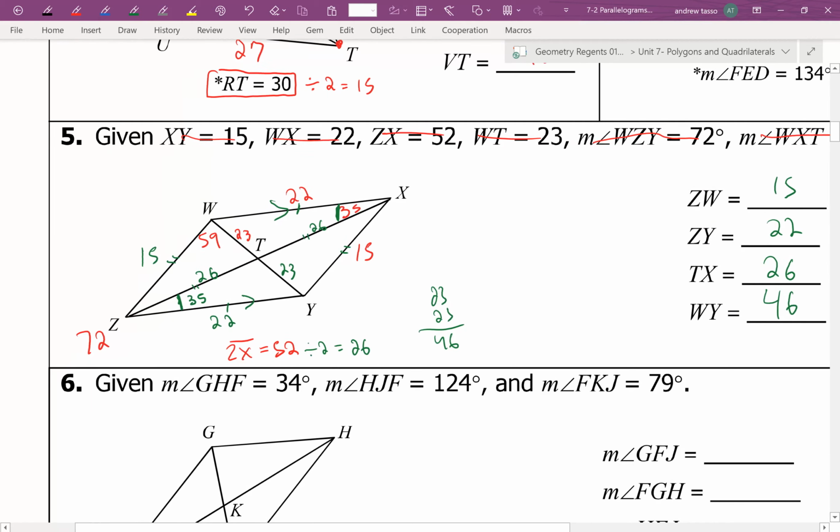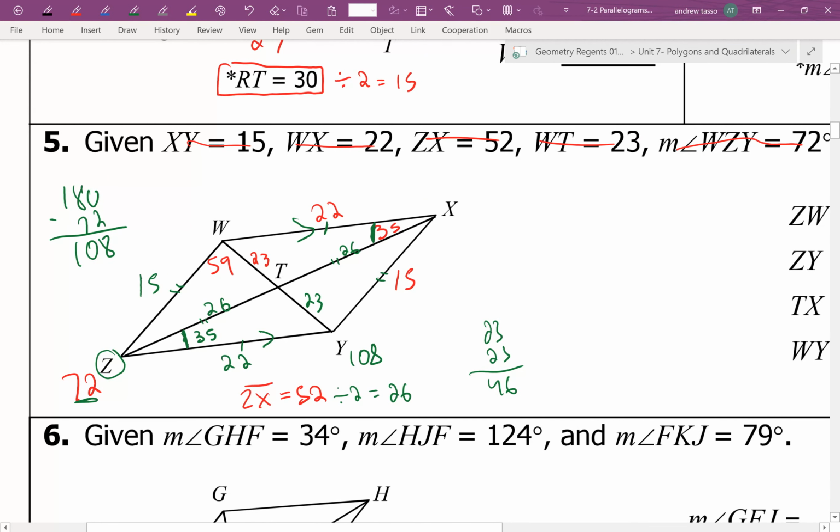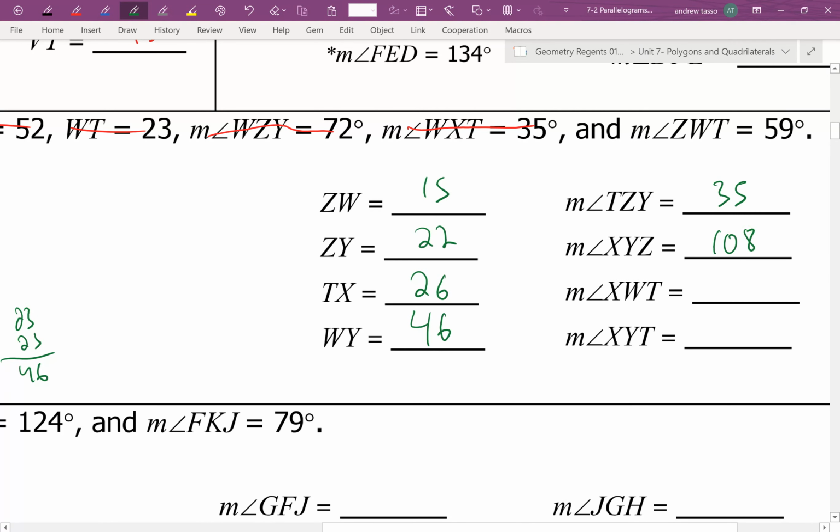XYZ. Let's look at XYZ. XYZ is this angle here. Notice it's next door to this. In other words, it's adjacent to angle Z, right? And if Z is 72, we could do 180 minus 72 because we know that adjacent angles are supplementary, okay? So we find that that angle is 108. We can fill that in here.